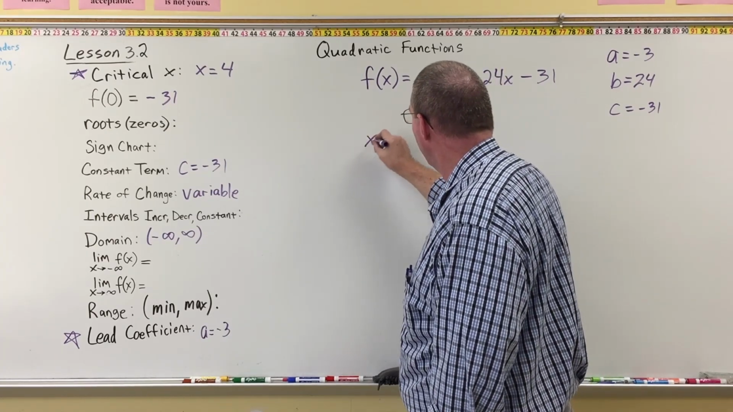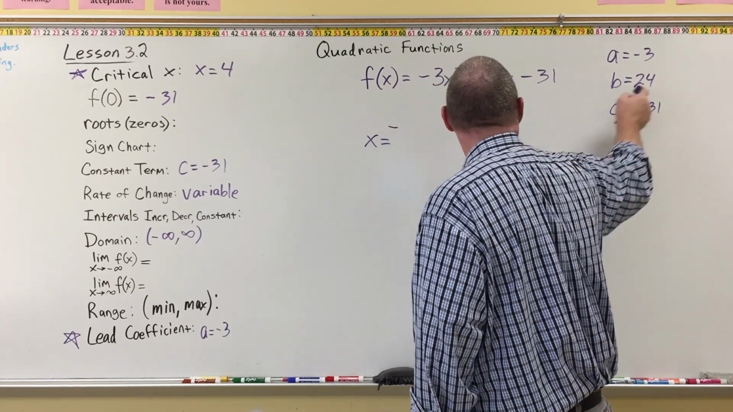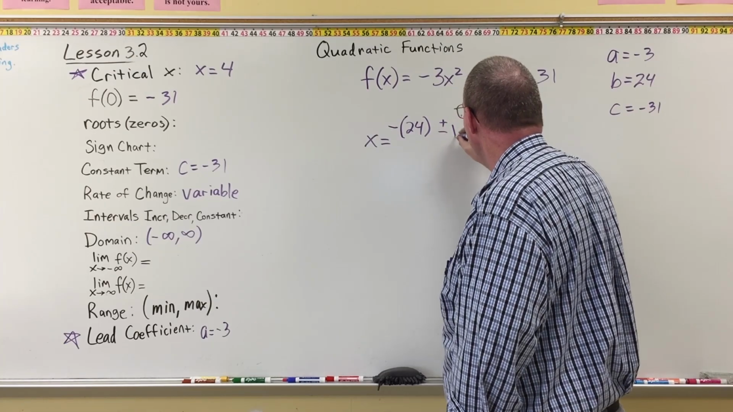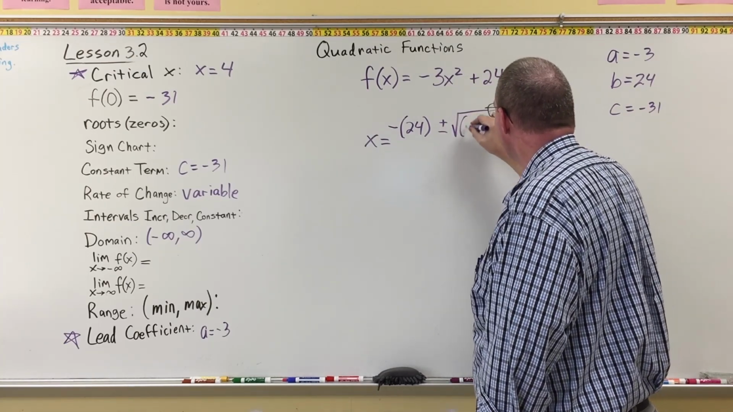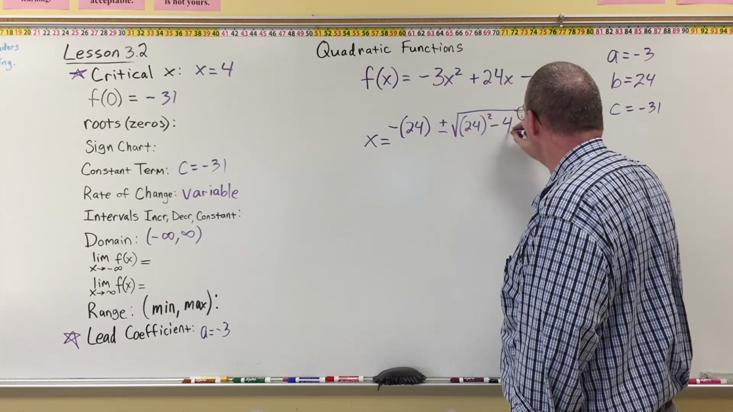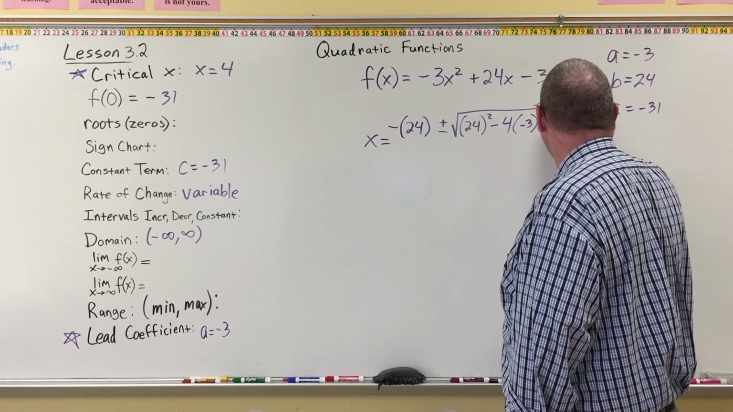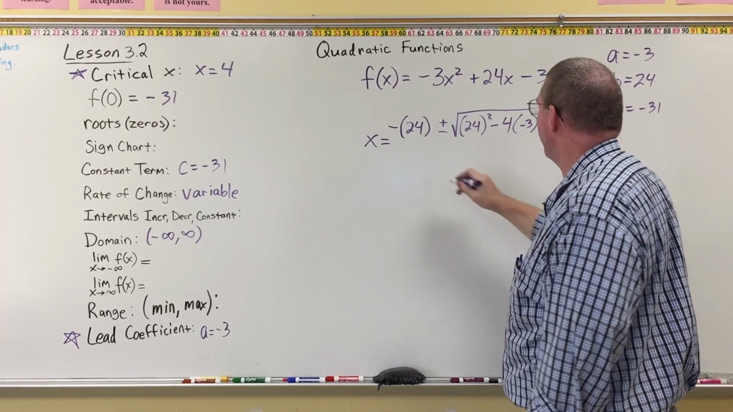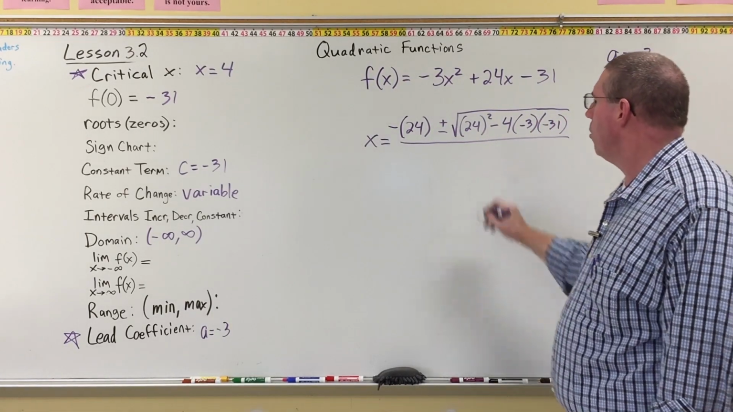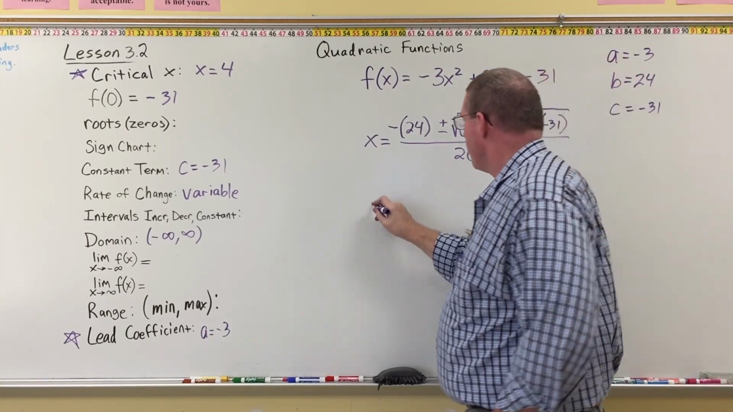So quadratic formula, x is equal to negative b. So that's negative. b is 24 in this case, so it's negative 24 plus or minus the square root of b squared, that's 24 squared, minus 4 times a, in this case negative 3, times c, negative 31. I'm feeling a calculator coming along. Those are bigger than usual numbers, okay? All over 2a, that's 2 times negative 3, okay?